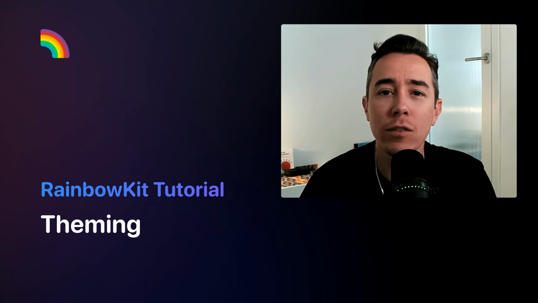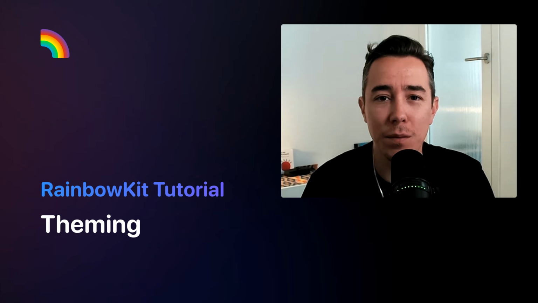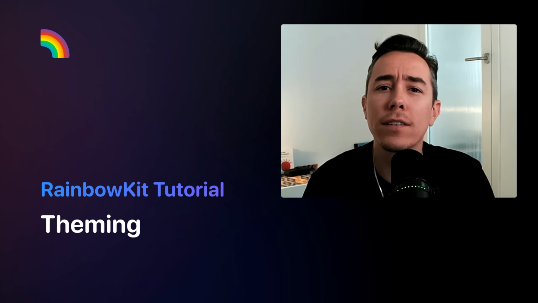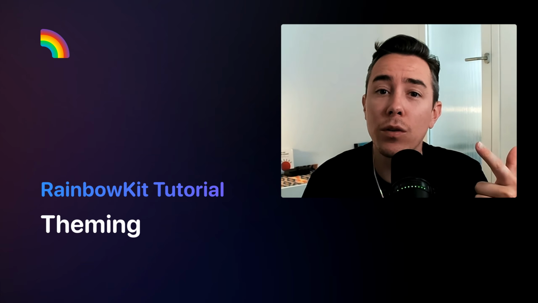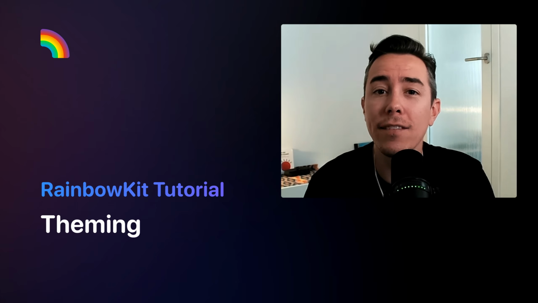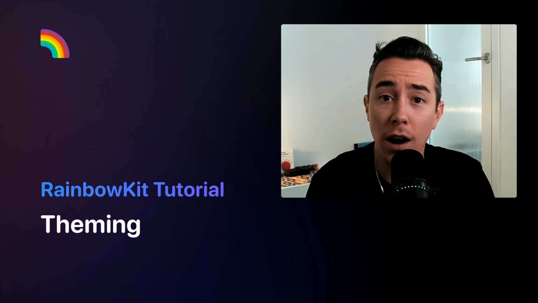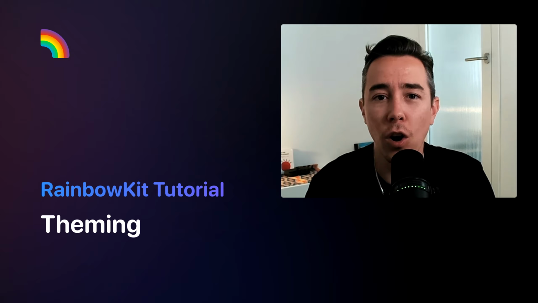Hey, what's up everyone, this is Pedro from Rainbow, and today we're going to learn how we can add a custom theme to RainbowKit. We're going to fully customize its accent color, border radius, font stack, and even change the color mode to dark or midnight, making your login experience feel right at home. So let's jump right in.